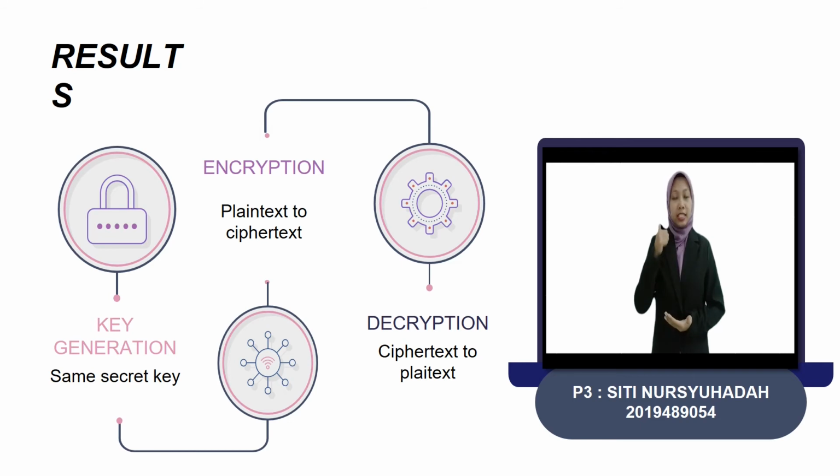The first one is the key generation process, where we will get the same secret key between two parties. The second one is the encryption process, where the message in the form of plain text will be converted into ciphertext. And lastly is the decryption process, where the ciphertext will be converted into plain text.